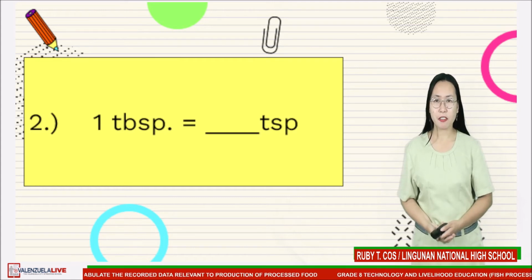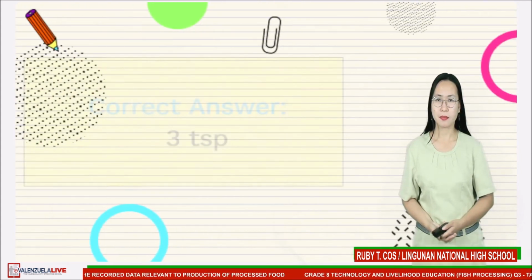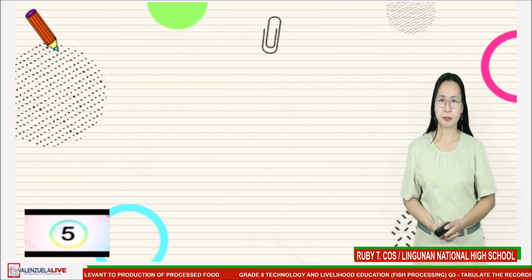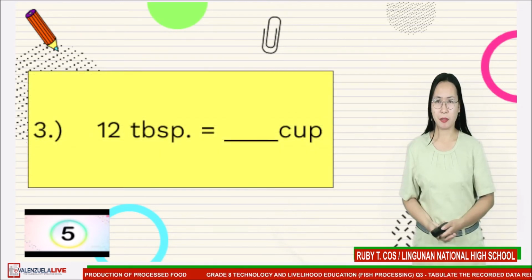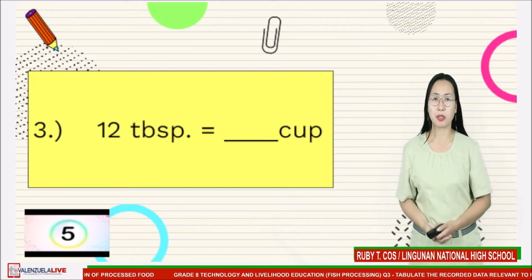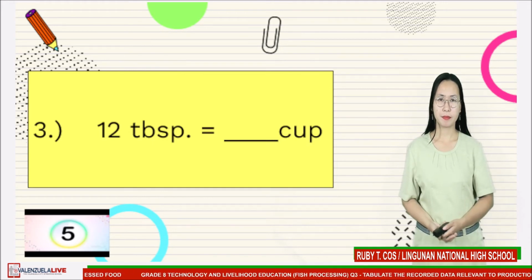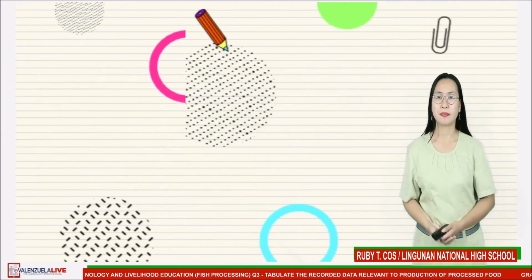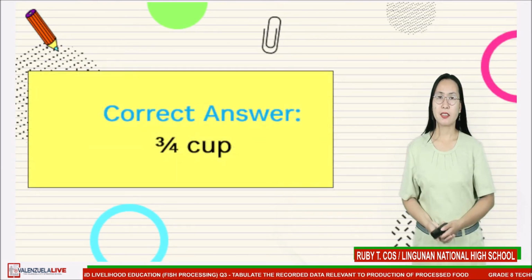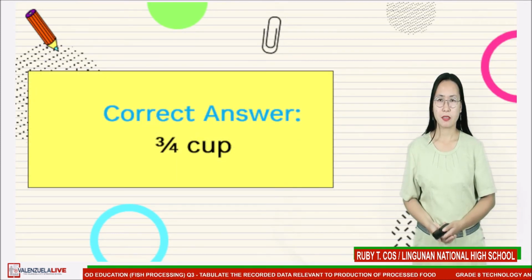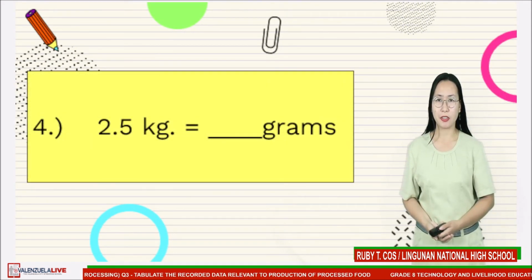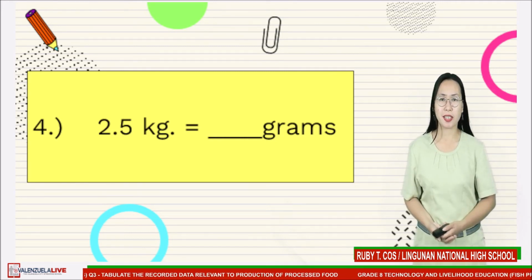The correct answer for number 2 is 3 teaspoons. For number 3, convert 12 tablespoons into cups. The correct answer is 3/4 cup. For number 4, convert 2.5 kilograms into grams. Your time starts now.